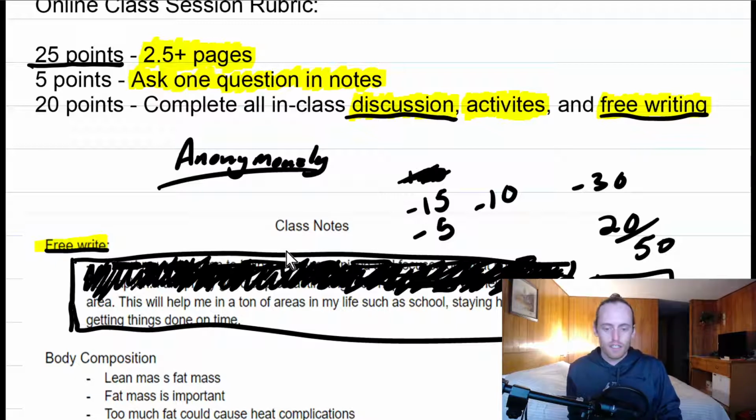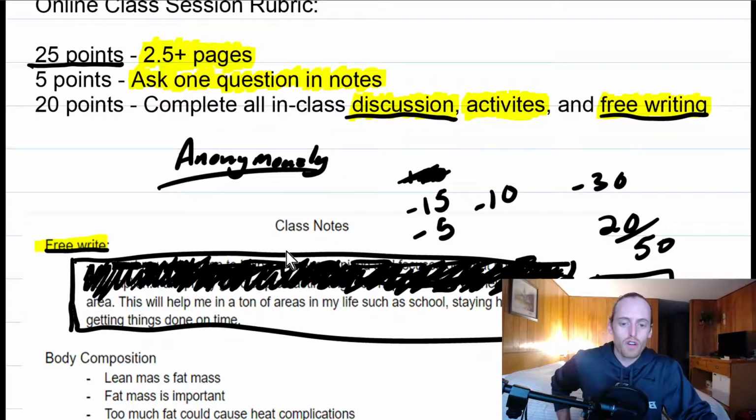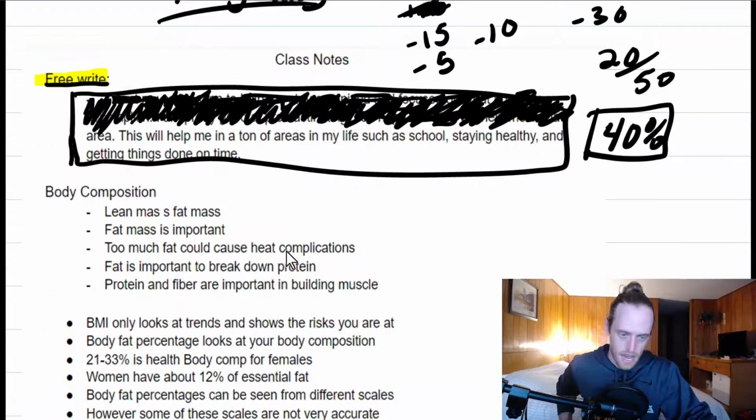We want to make sure that we're honestly taking these notes. A lot of students will try and skip stuff because they don't want to sit there for a 70-minute video. I generally tend to be able to notice those things, and you will lose points for that type of behavior.